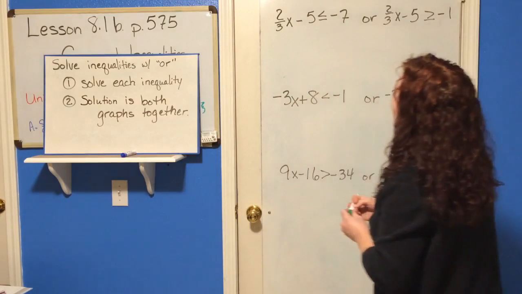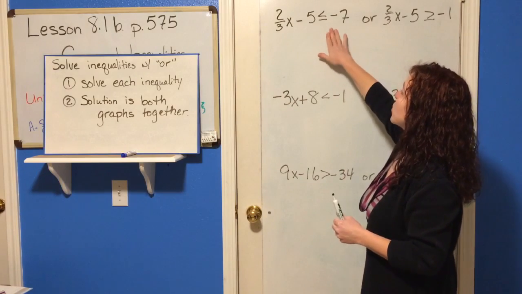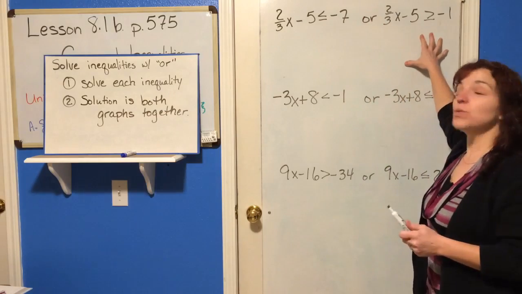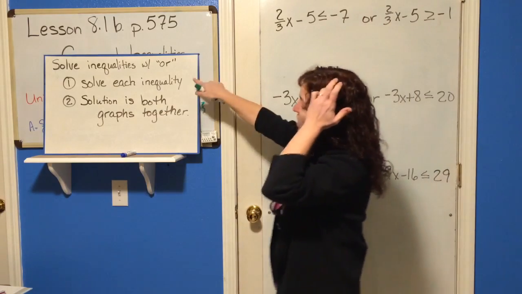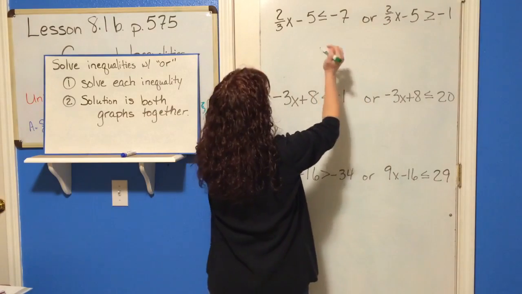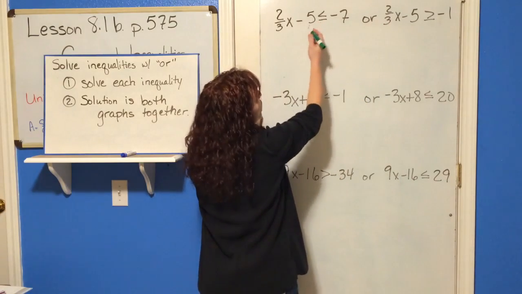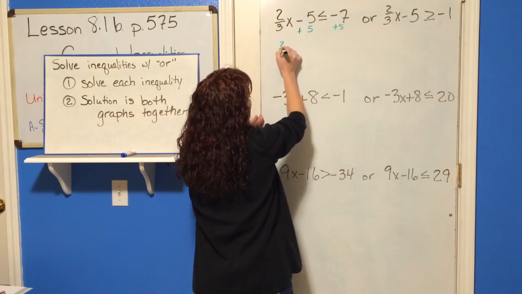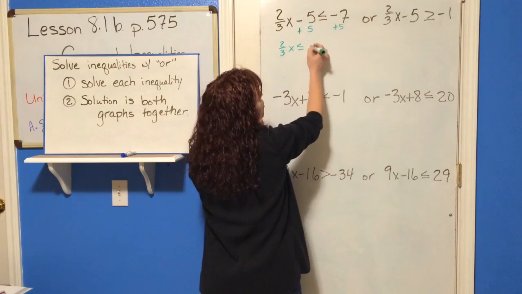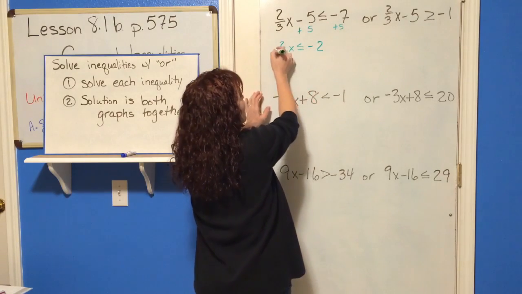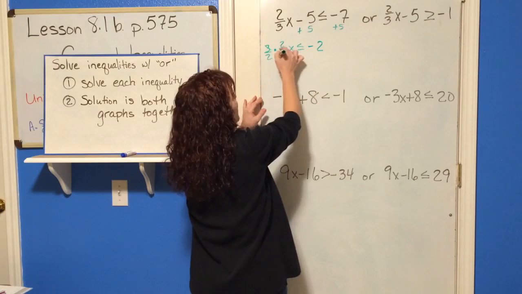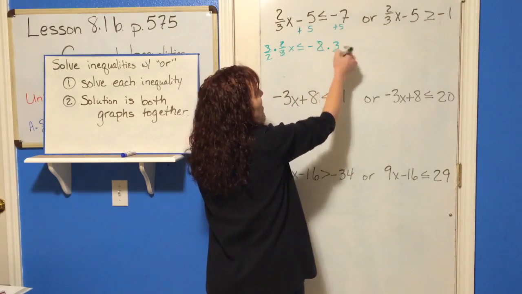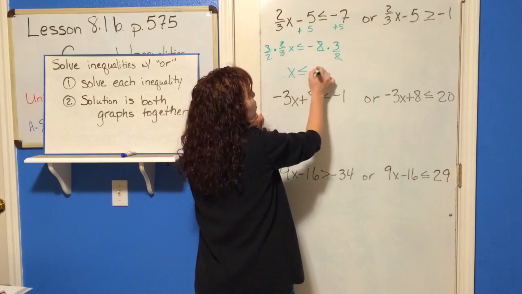In this first one, 2/3 x minus 7 is less than or equal to negative 7, or 2/3 x minus 5 is greater than or equal to negative 1. So what we're going to do is, step one, we're going to solve each inequality. So here's the first one. Just solve it as if it were an equation, but don't lose the sign. So add 5 to both sides. 2/3 x is less than or equal to negative 2. Multiply both sides by the reciprocal, so 3 over 2 makes this go away. Multiply by 3 over 2, and this cancels, giving us x is less than or equal to negative 3.